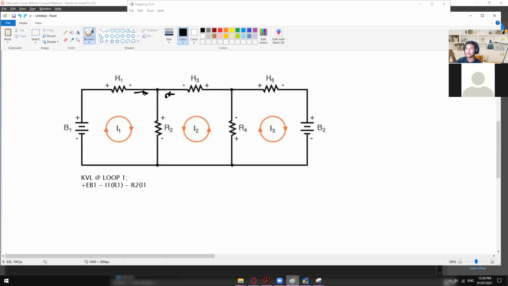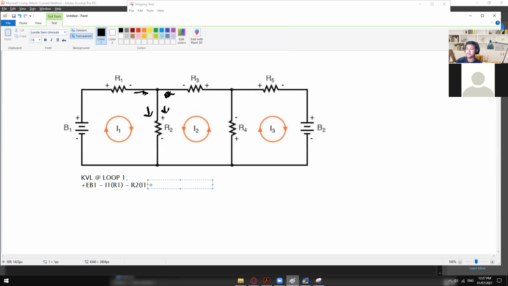Okay, and then as a result, they now have the same flow of current. So if they have the same flow of current, then just simply add them. Plus I2 equal to 0. Okay, so this is now your KVL at loop number 1.